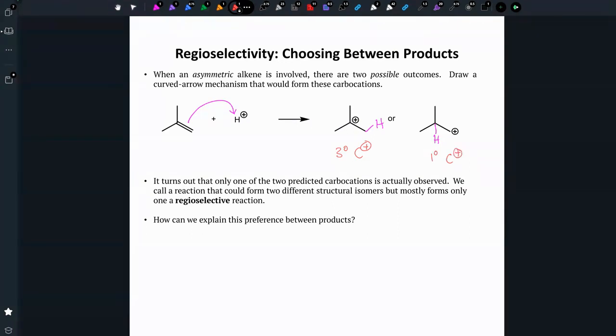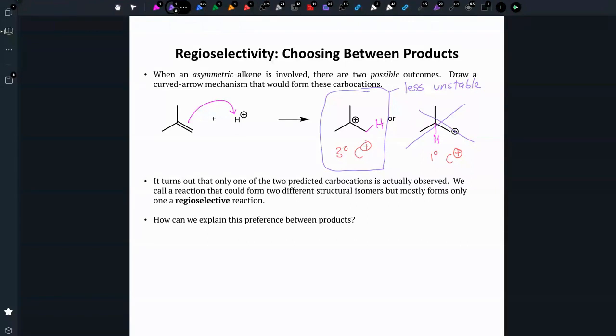And hopefully you're starting to develop the intuition that, well, if I have a choice between these two, I'm going to form the one that's less unstable, or the more stable. So in this case, that would be the tertiary carbocation. So I would expect this one to be the one that gets made. And I don't expect to form any of the primary carbocation because that's going to be higher energy. It's going to be harder to form that one.